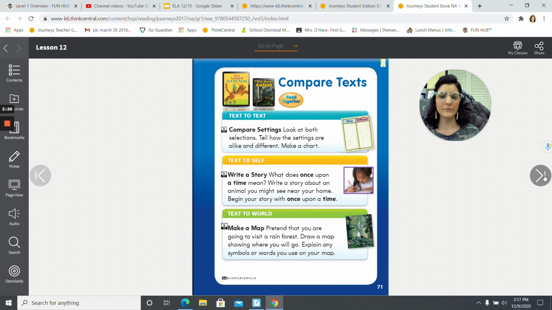Okay? All right, so what we're going to do is I want you to think about both stories, and we're going to talk about how they are alike and how they are different. And you're going to do your Venn diagram on Seesaw to compare and contrast them.